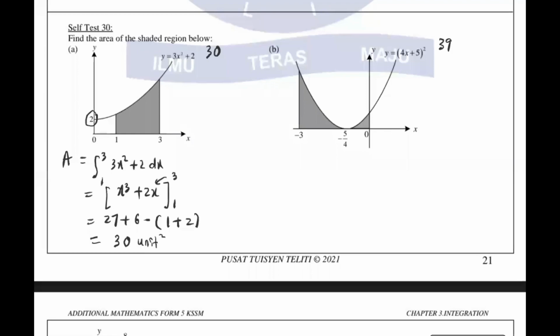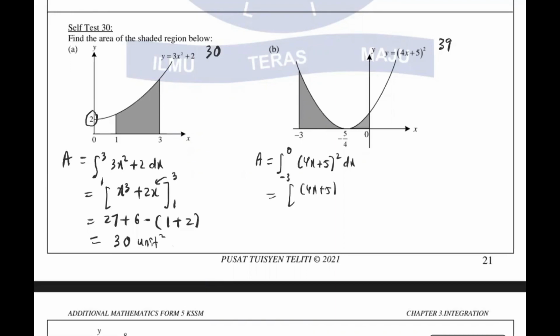You have to use composite function. And when you integrate from negative 3 to 0, one shot. Don't have to do part by part, just do one shot. The lower limit is minus 3, upper limit is 0. This is involving composite function.